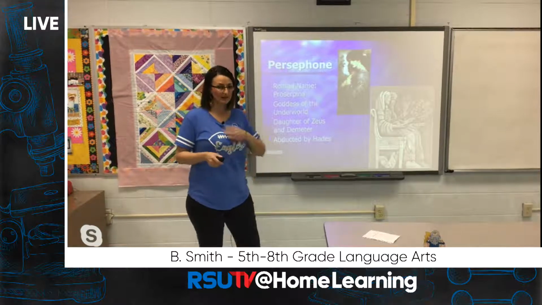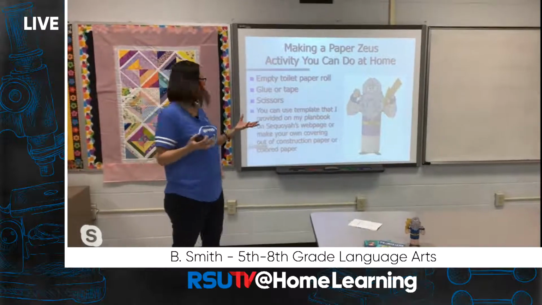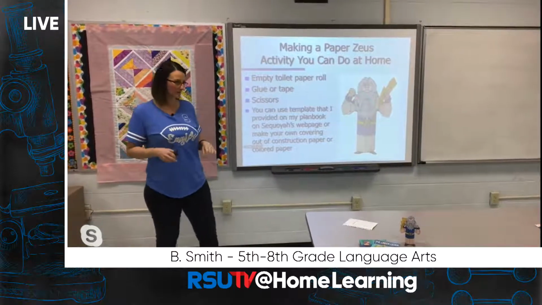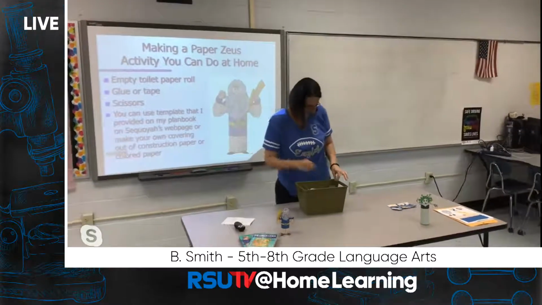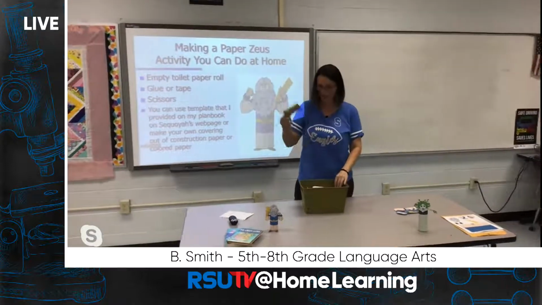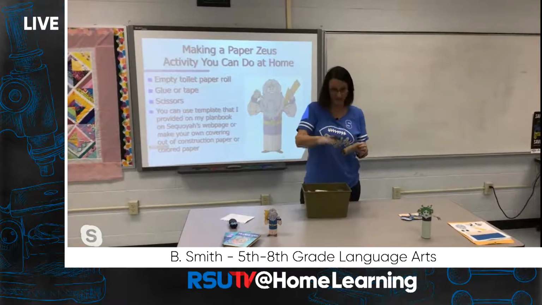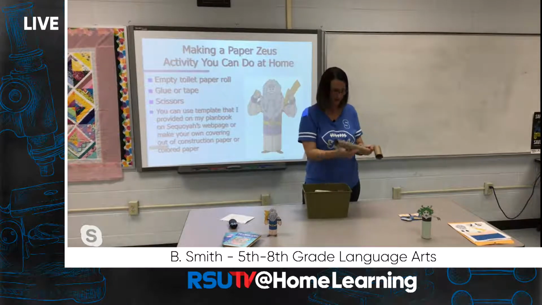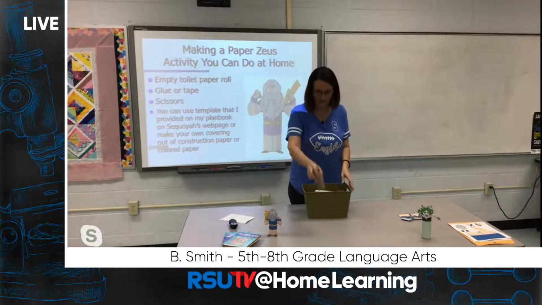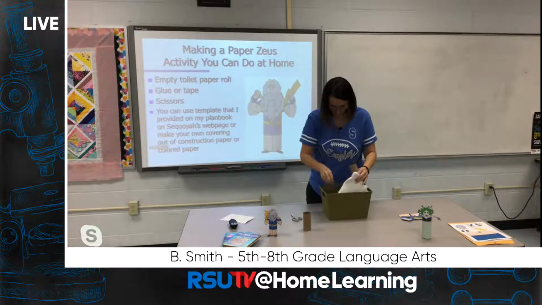Okay, so right now we are going to make a paper Zeus. And let me get to that slide. So we're going to make a paper Zeus, and you can do this at home. You just need an empty toilet paper roll. So one of these. And if you don't have an empty toilet paper roll handy, and your mom and dad don't want you to take all the toilet paper off of it, you can use an empty paper towel roll, but just cut it to the size that you need. And you're going to need scissors and glue.